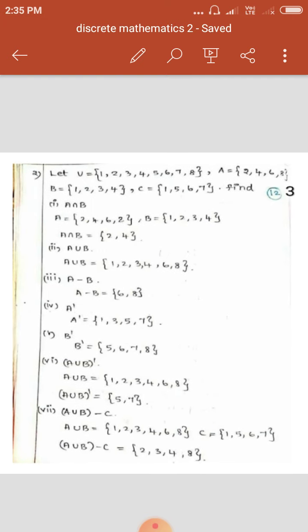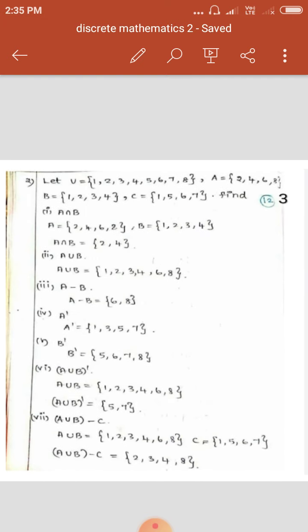Let U is equal to 1, 2, 3, 4, 5, 6, 7, 8, and A is equal to 2, 4, 6, 8. B is equal to 1, 2, 3, 4. C is equal to 1, 5, 6, 7. So these are the sets. U is the universal set, and the sets A, B and C are given. We have to find one by one.